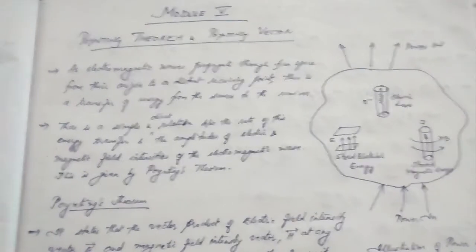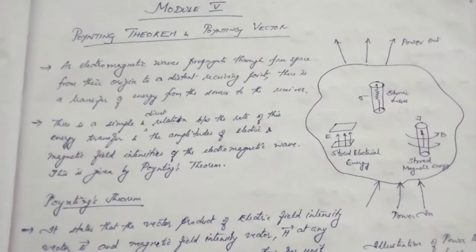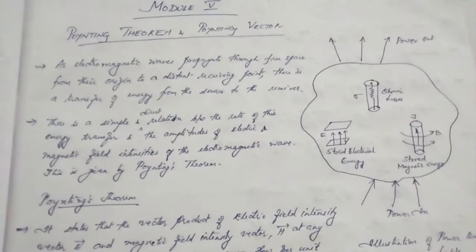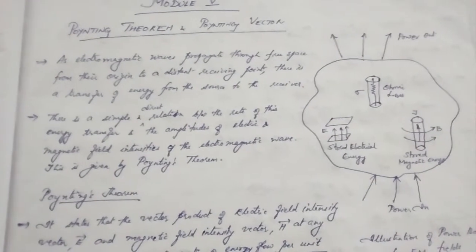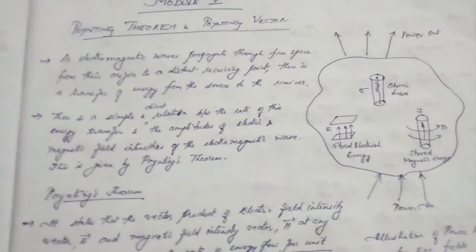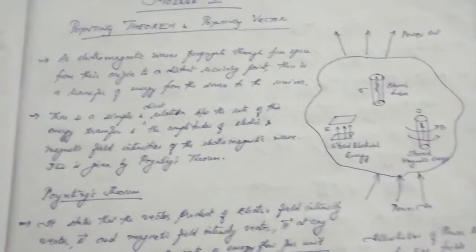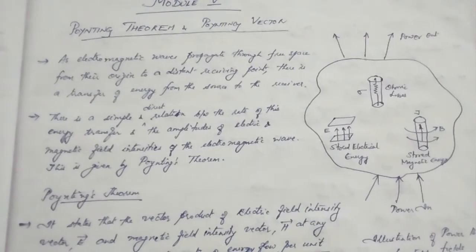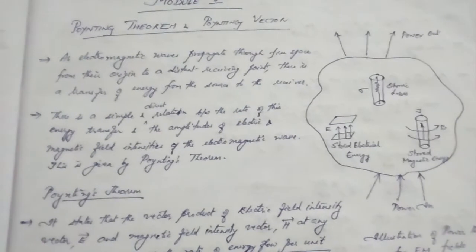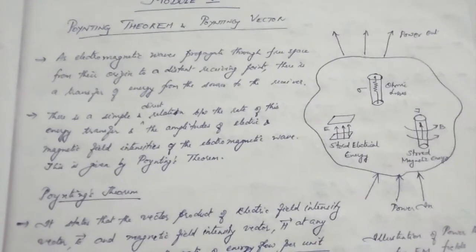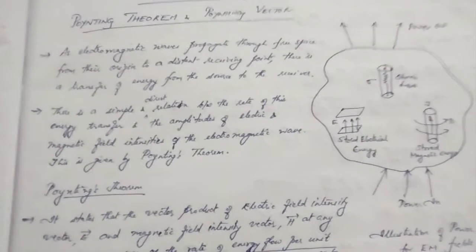We all know electromagnetic waves propagate through space from the origin to a receiving point. During this propagation, there is a transfer of energy occurring from the source to the receiving point. So Poynting's theorem establishes a relationship between the rate of energy transfer and the amplitudes of electric field intensity E and magnetic field intensity H.